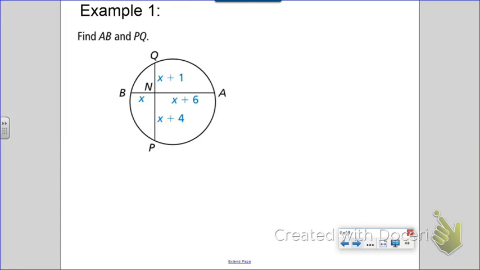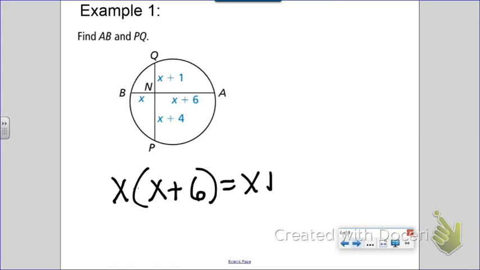In our first example, AB and PQ are given for the segments. We're going to multiply the two pieces together. x times x plus 6 equals x plus 4 times x plus 1.